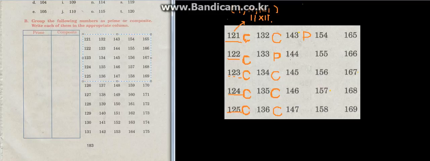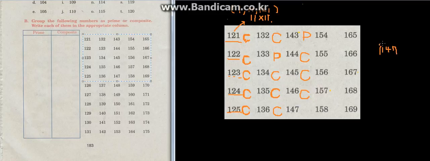And 144, this number can be divided by 2, so this is composite number. And 145 can be divided by 5, so this is composite number. So 146 can be divided by 2, so this is composite number. And 147, it's a little bit tricky, so here you can divide it by 7, right?